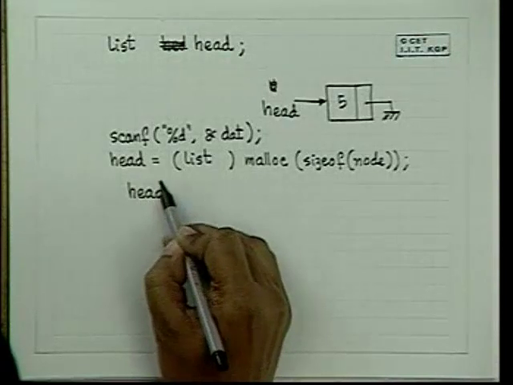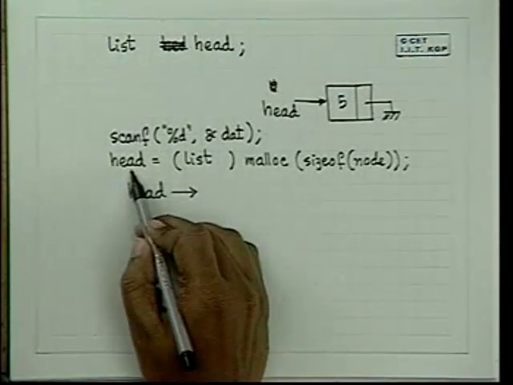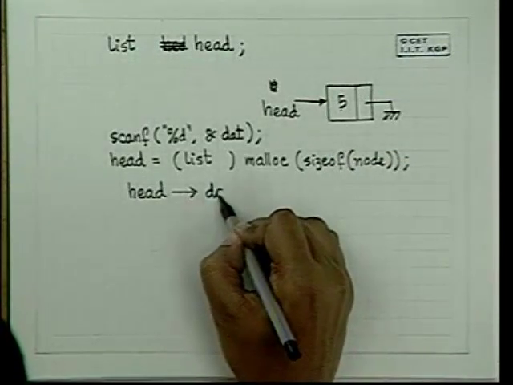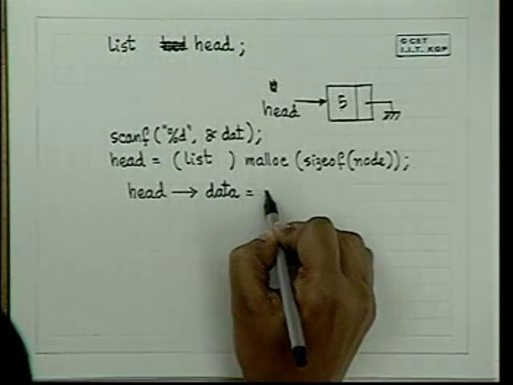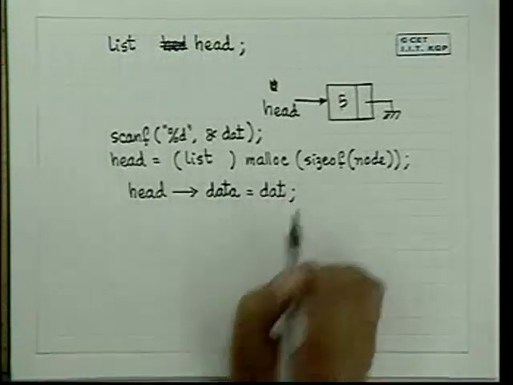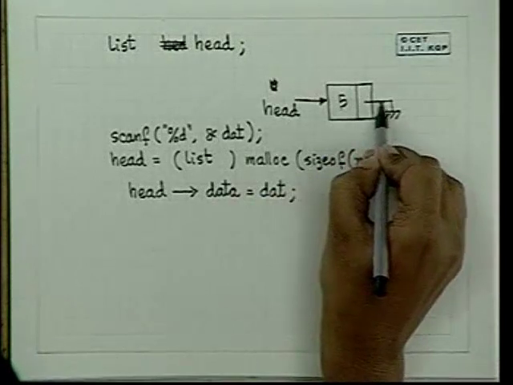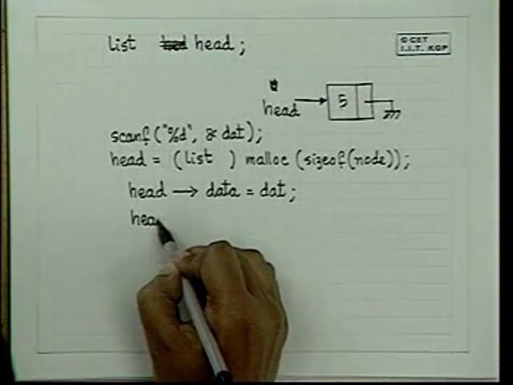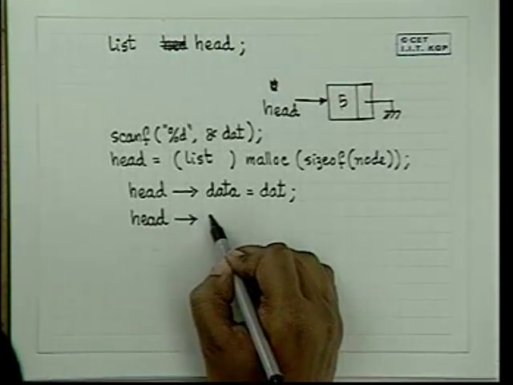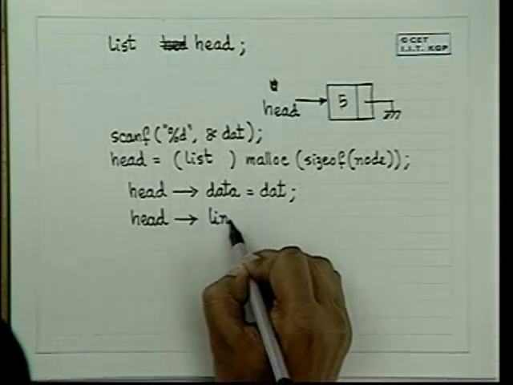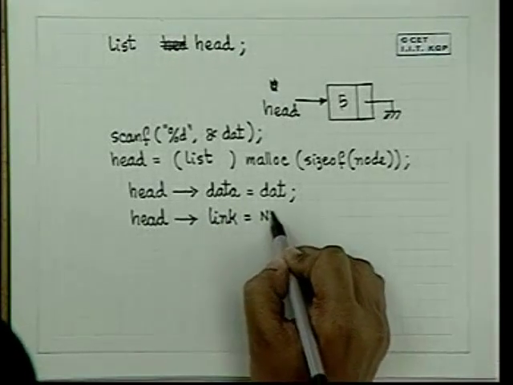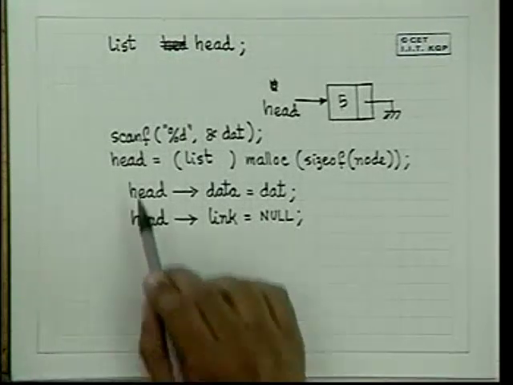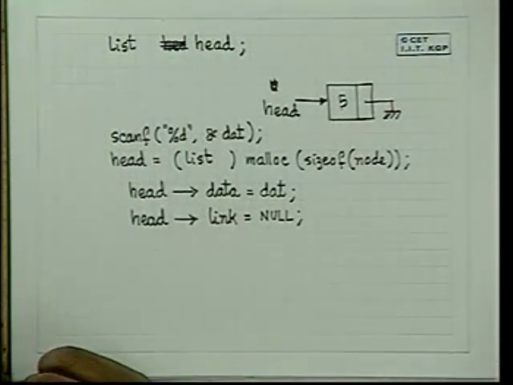Head pointer dot, because head is a pointer. So head pointer, if I want to access this data field, is equal to, and I will have to make this ground. To make it ground, what I have to do is, this was link field, isn't it? So this is how I allocate my first element.